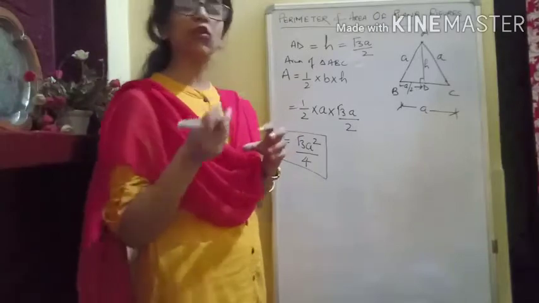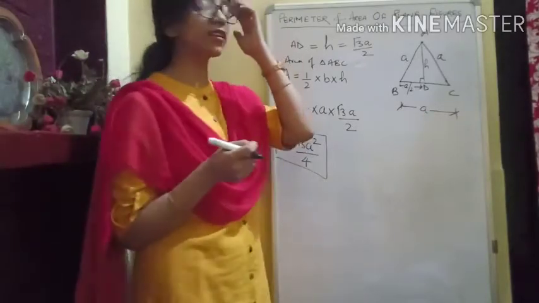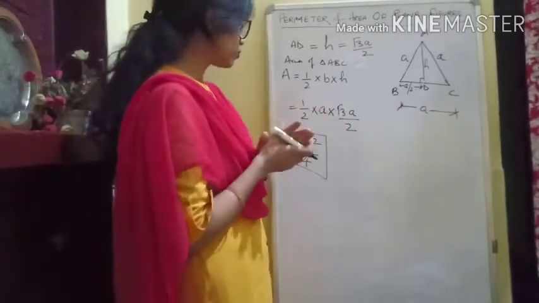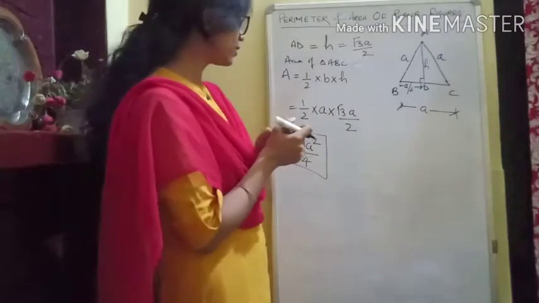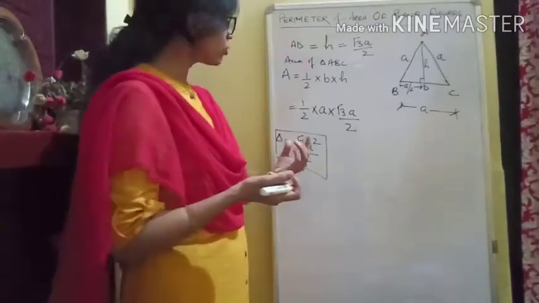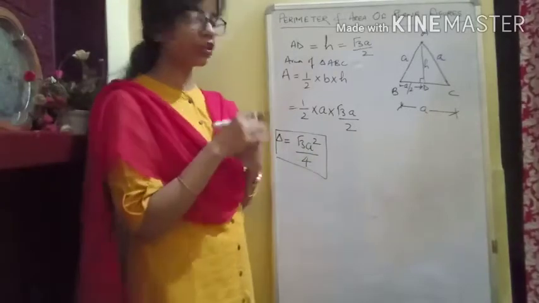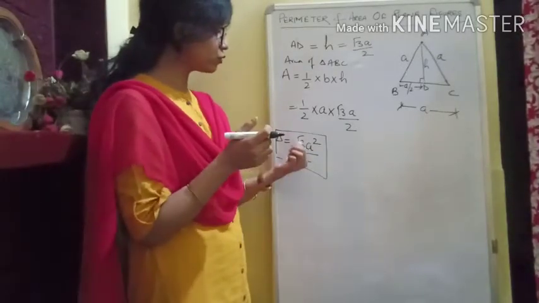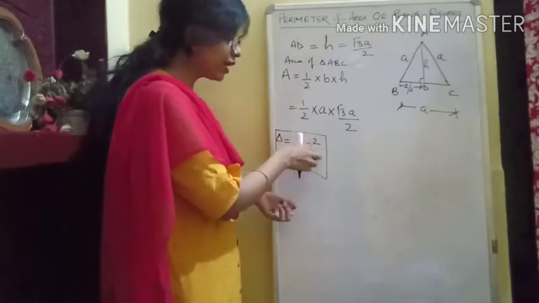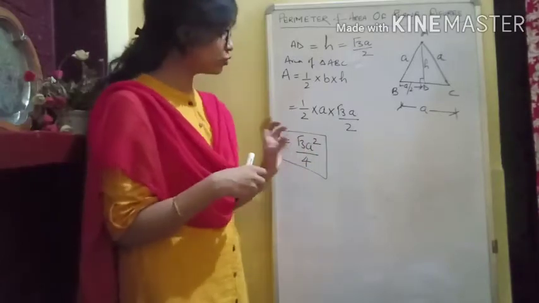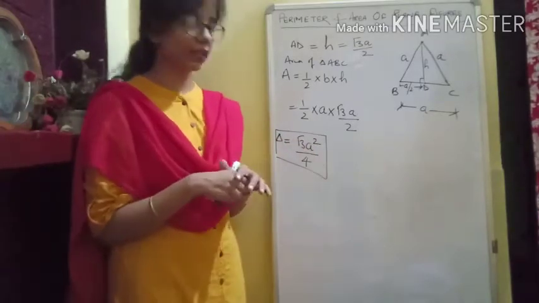So if you have a very small question, where they are just giving you the side of the equilateral triangle and asking you to calculate the area, you can simply use this formula that you know: area of an equilateral triangle is root 3a square by 4, where a is the length of the side. So you put the value of a and you can easily calculate.